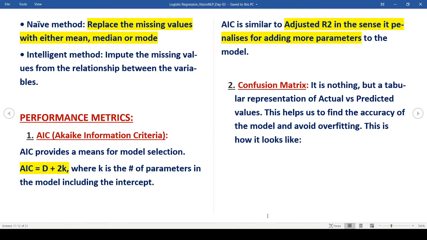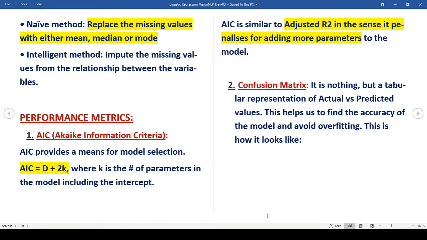Now what are the performance metrics here? We have two or three performance metrics we should always keep in mind. The first one is AIC, which is Akaike Information Criteria. What is that? AIC provides a means for model selection. It is similar to R square and adjusted R square, which help with model selection, whether your model is good or bad.